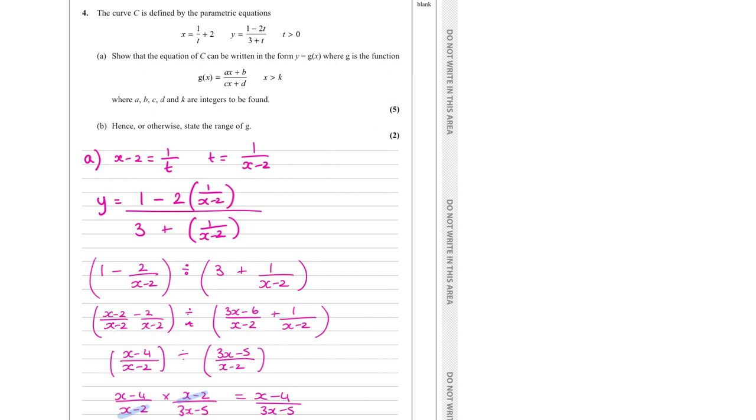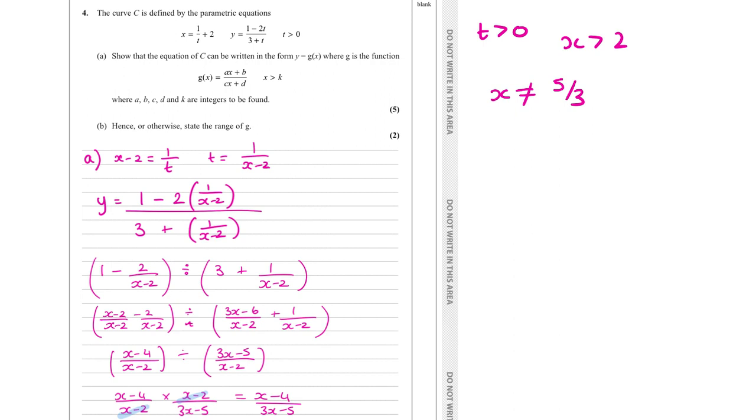Okay? Then it says, hence or otherwise state the range of g. What does the range mean? It's the range of y. Yeah, and we also didn't finish off part a. Right, remember earlier it said t had to be greater than 0, right? So what does x have to be greater than? So that means that x then has to be greater than 2. Okay? Also, we know that x cannot equal 5 over 3.